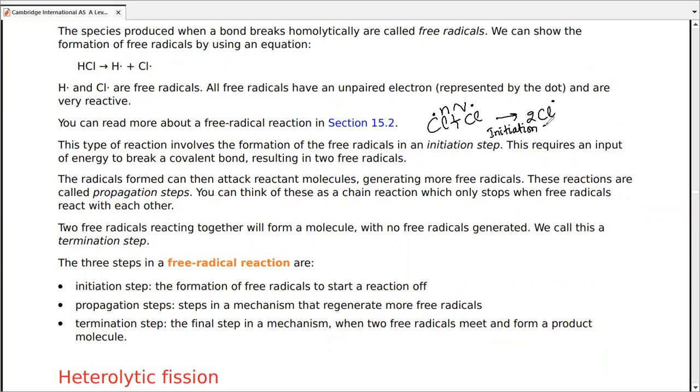This initiation step is actually going to require energy. This happens usually with the help of UV light, ultraviolet light. And ultraviolet light is that input of energy which broke this covalent bond into free radicals, right? The free radicals formed can then attack reactant molecules. They generate more free radicals, and these reactions are known as propagation steps, and they work like a chain reaction because they only stop when free radicals react with one another. Up till the point the free radicals keep reacting with other molecules, this process is going to keep going on.